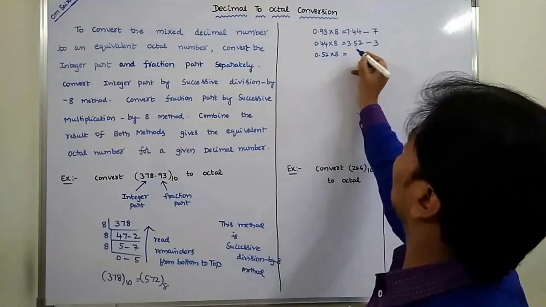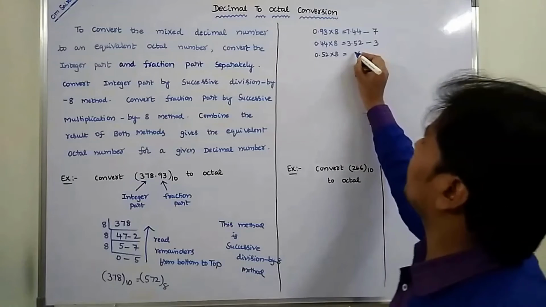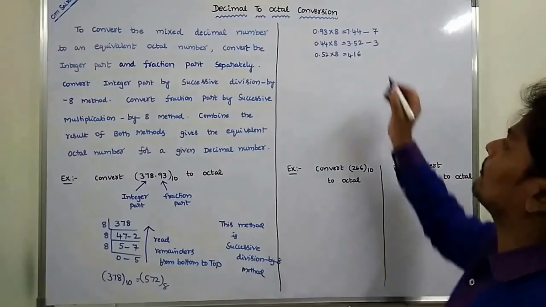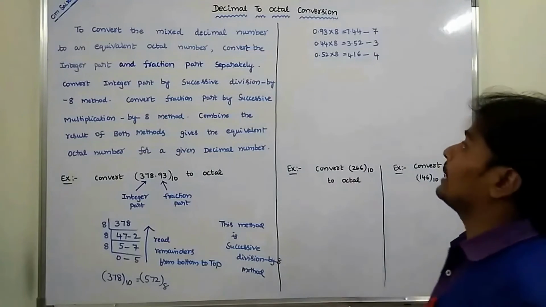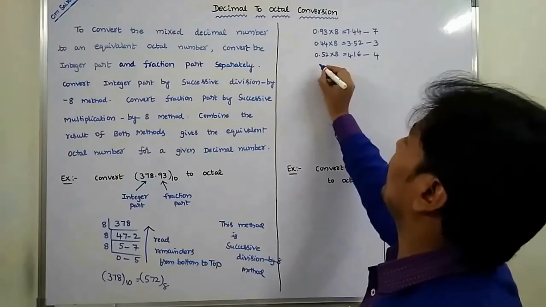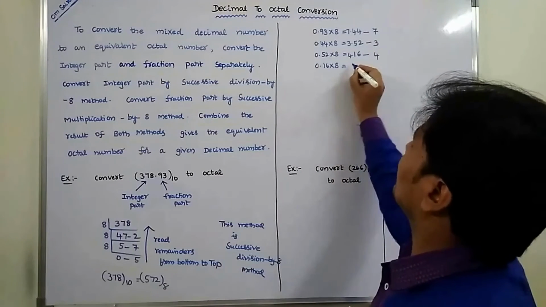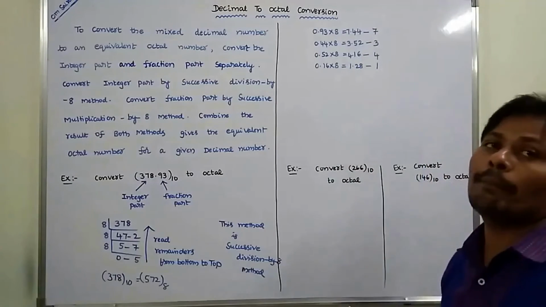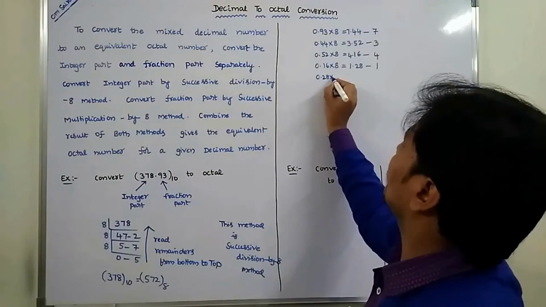So that is equal to 8 2s 16, 8 5s 40, 40 plus 1, 41. So that is 4.16. Separate the integer part 4. The remaining fraction part is 0.16 into 8. So that is equal to 1.28. Separate the integer part 1. So that is 0.28 into 8.